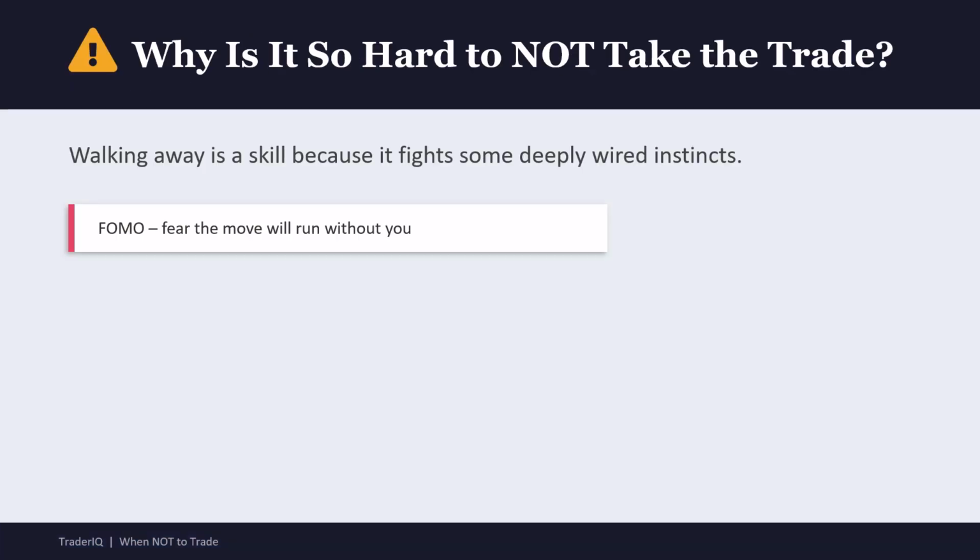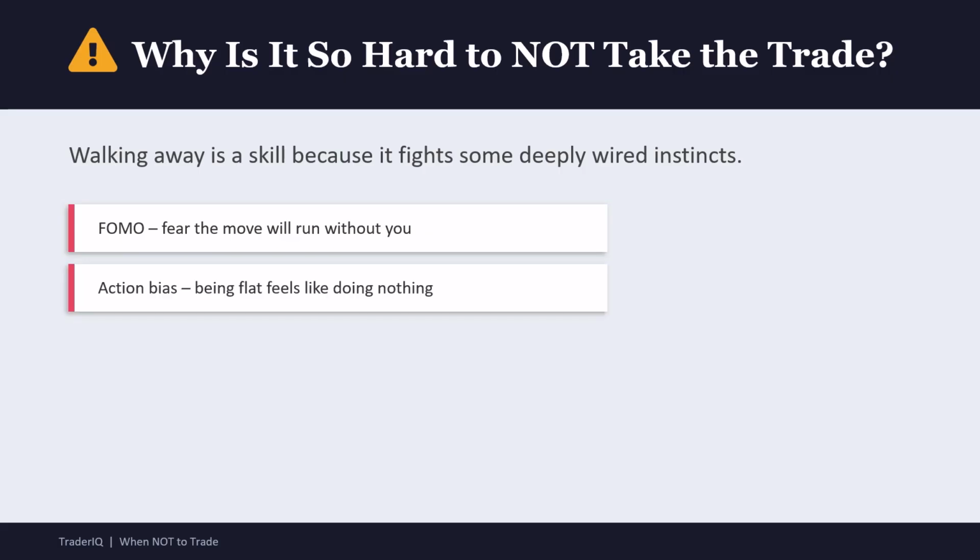So why is it so hard not to take the trade? Walking away is a skill because it fights some deeply wired instincts that are part of us as humans. The first and very common characteristic is that we have a fear that the move will run without you. So fear of missing out means that we enter a trade that we perhaps shouldn't, just in case it should be the next winner. There's many biases associated with trading, and one of these is termed action bias.